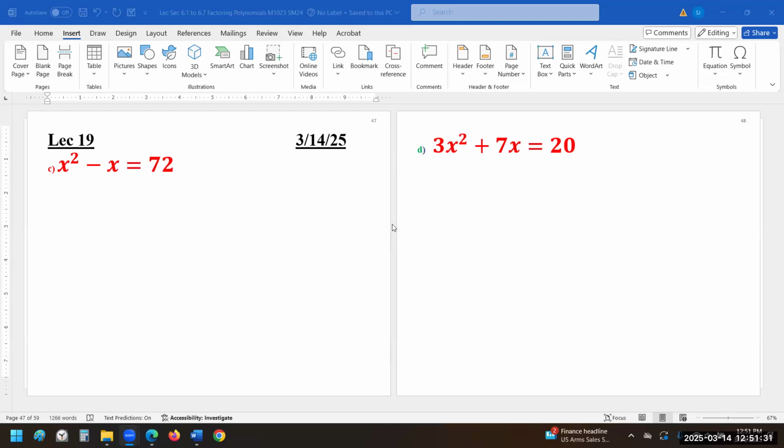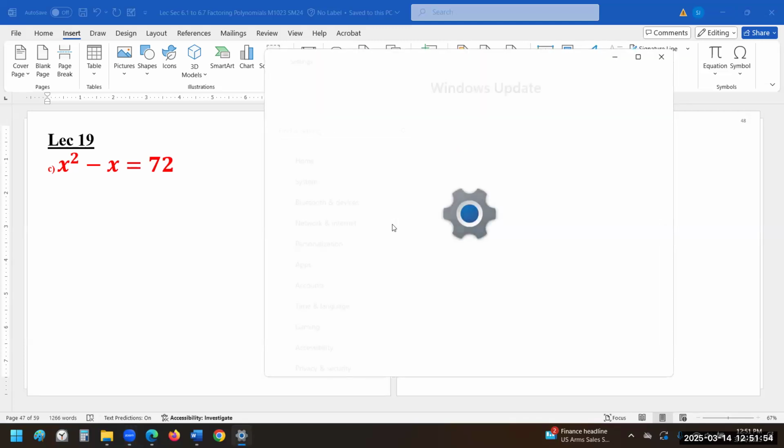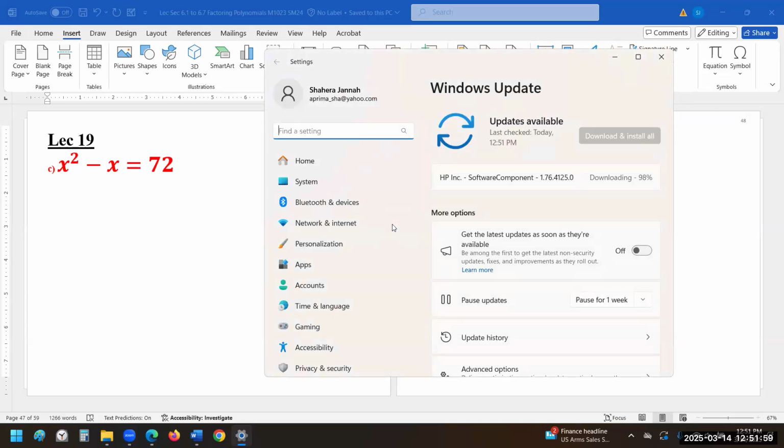But I'm nice enough to hold the review session. Any question from anyone before you start? Any comments, concern, complaint? Okay, then let's start. What is this? Windows updates, maybe later.